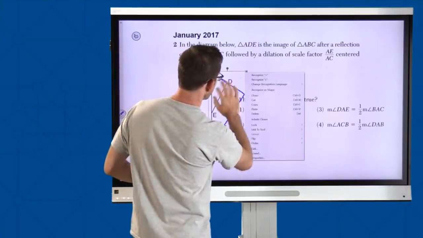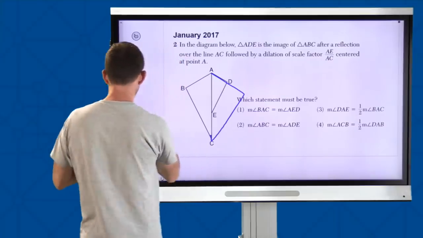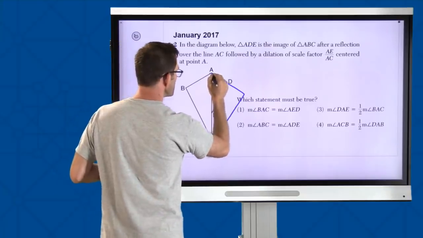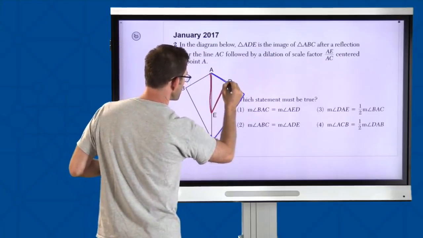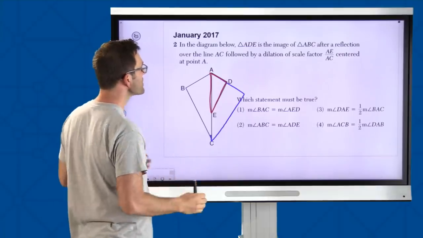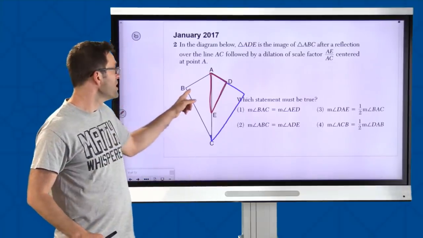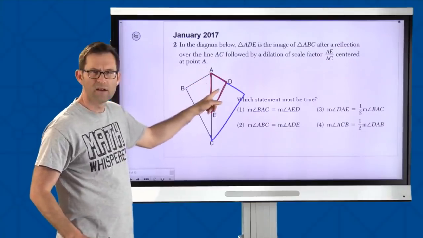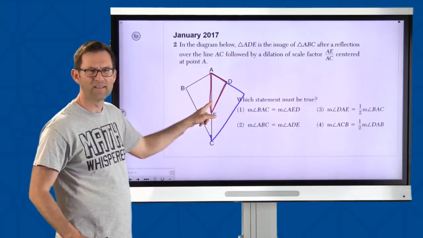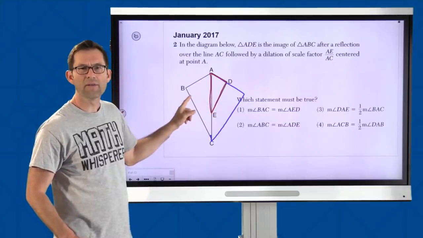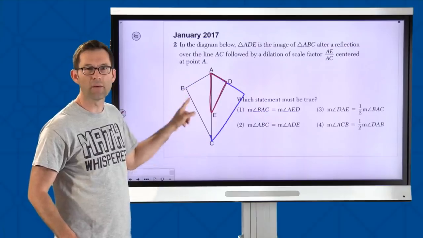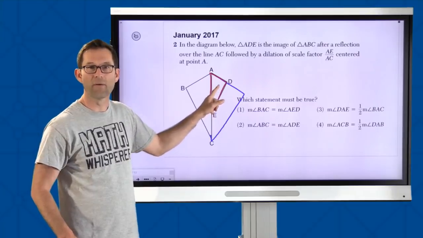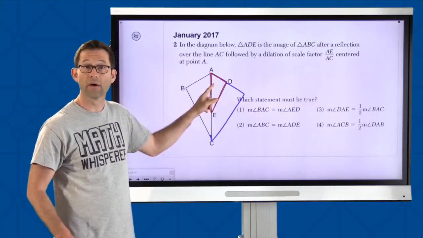Now that being given, I'll outline ADE in red so that we can really see it. All right, so that's my image triangle. Which of the statements must be true? The measure of angle BAC is equal to the measure of angle AED. All right, that's this angle and this angle. No. How about the measure of angle ABC, that would be this angle, is equal to the measure of angle ADE. That's this angle. And that's actually our winner.